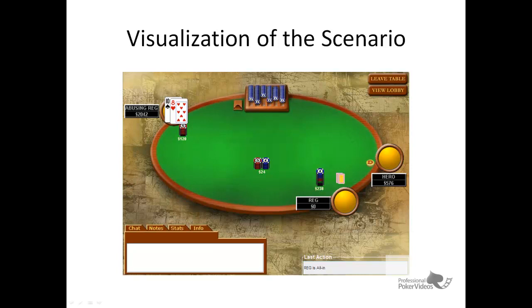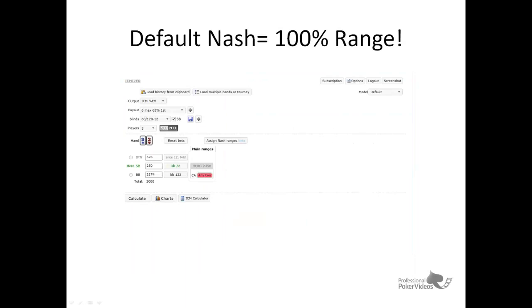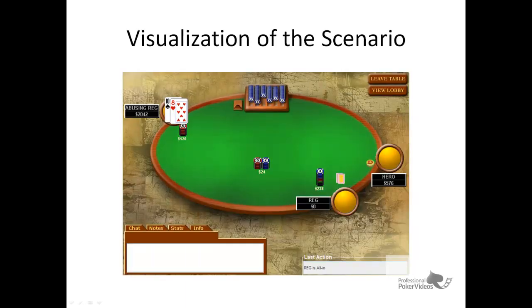Whereas based on Nash, he should be calling with any two cards here. That's right, deuce 3 off will be a call for this guy. And PSM calculator is assuming that every time this guy gets into this situation, he's going to call with any two cards, and that guy in the small blind is going to be risking his tournament life.